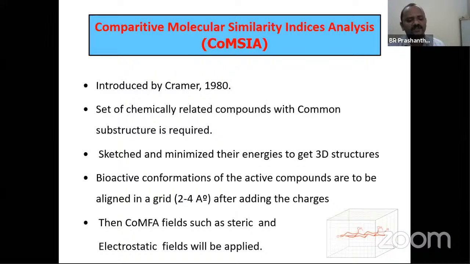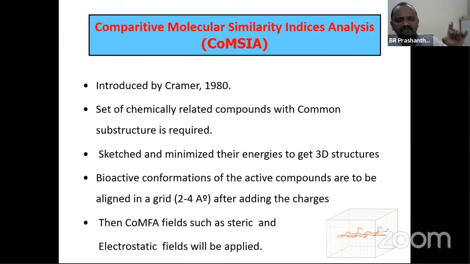Next, we do the conformational analysis to identify the right conformation. For example, cyclohexane exists in a boat form and a chair form, but the chair form is more stable. It tends to exist in the chair form naturally in this environment. So we need to identify the right conformation, and then put it in the grid box, which is 2 to 4 angstroms in size.